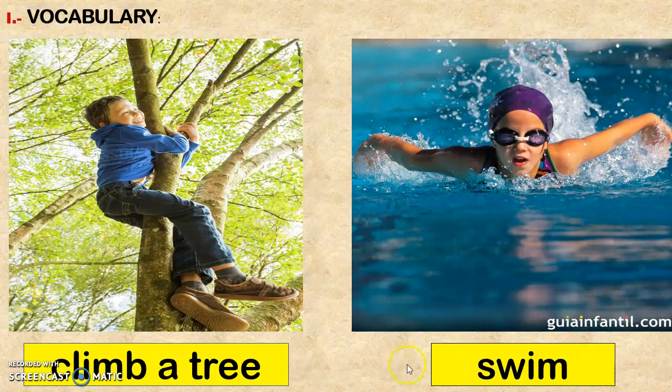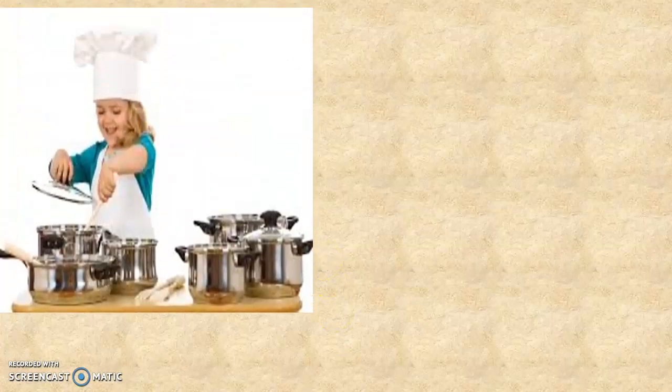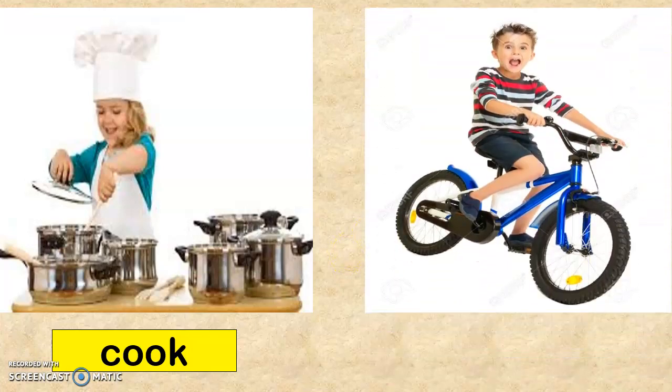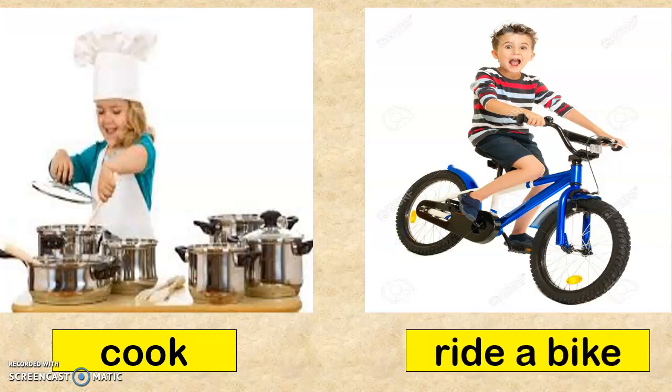Swim. Excellent. Let's continue. What about this picture? Look at the girl. What is the action? You get it? Great. Cook. Good. What about this picture? Ride a bike. Excellent, my friends. Ride a bike. Okay, now let's repeat together. 1, 2, 3. Good. Cook. Cook. Good. Now this word. Ride a bike.